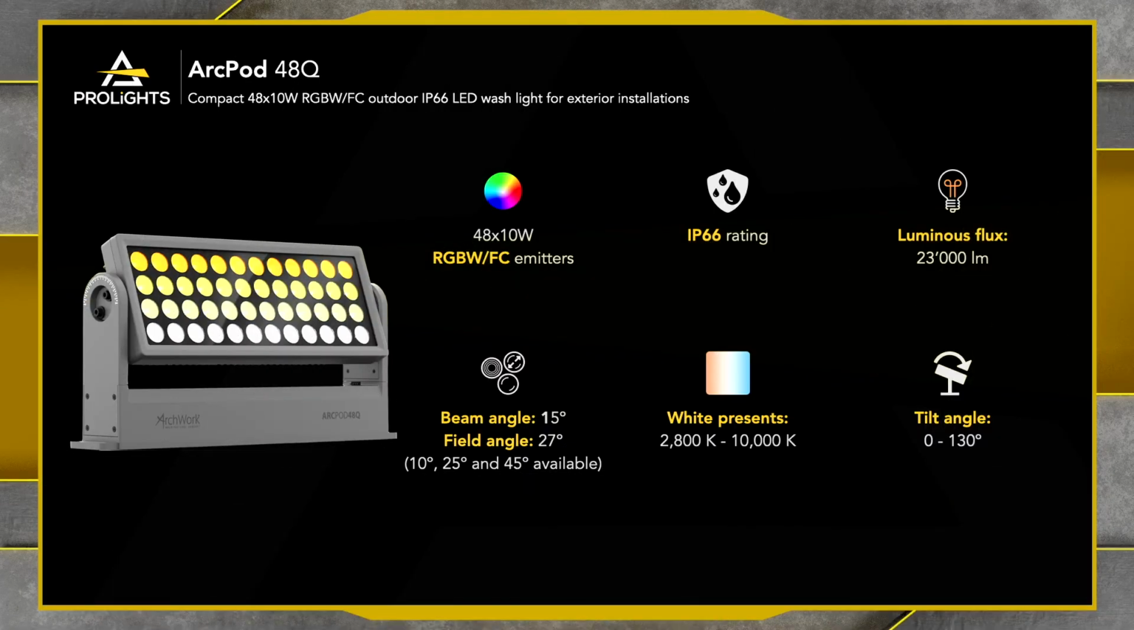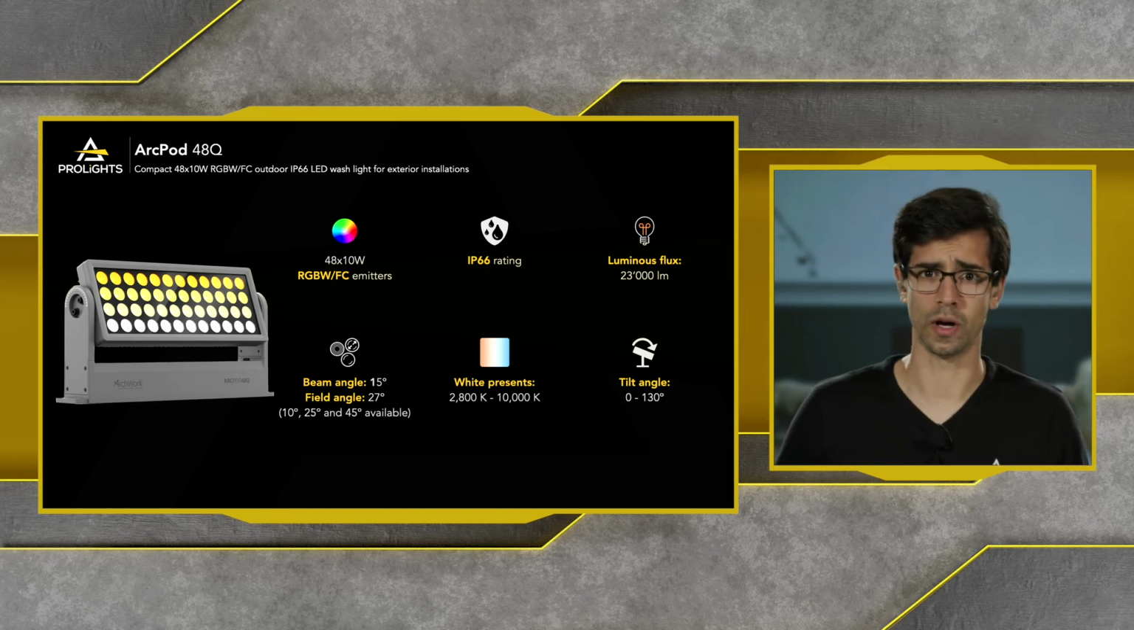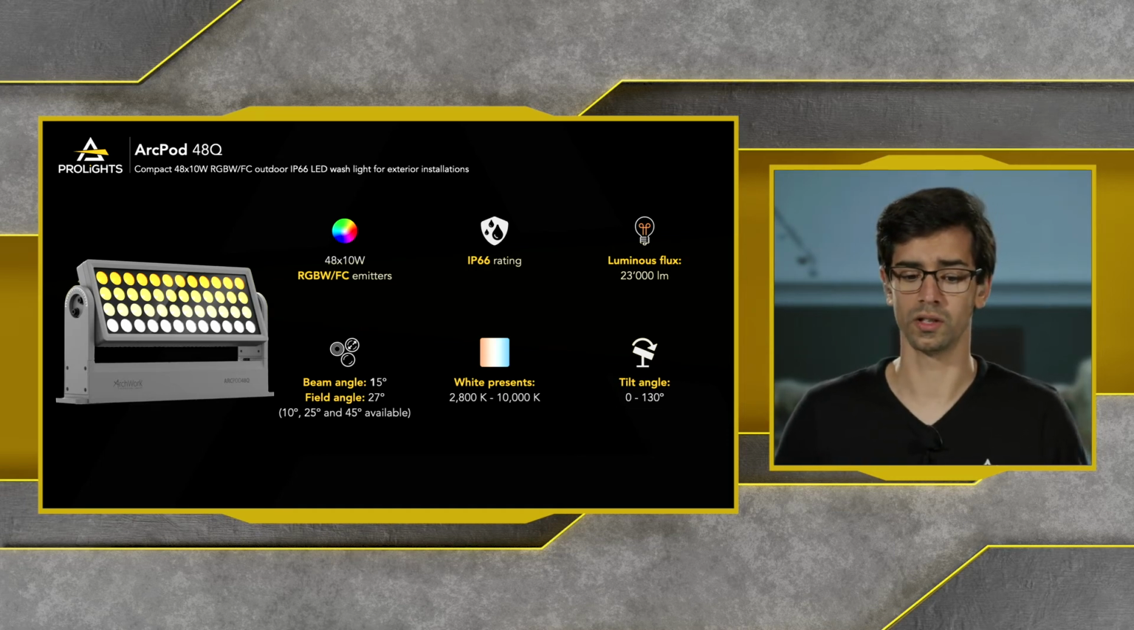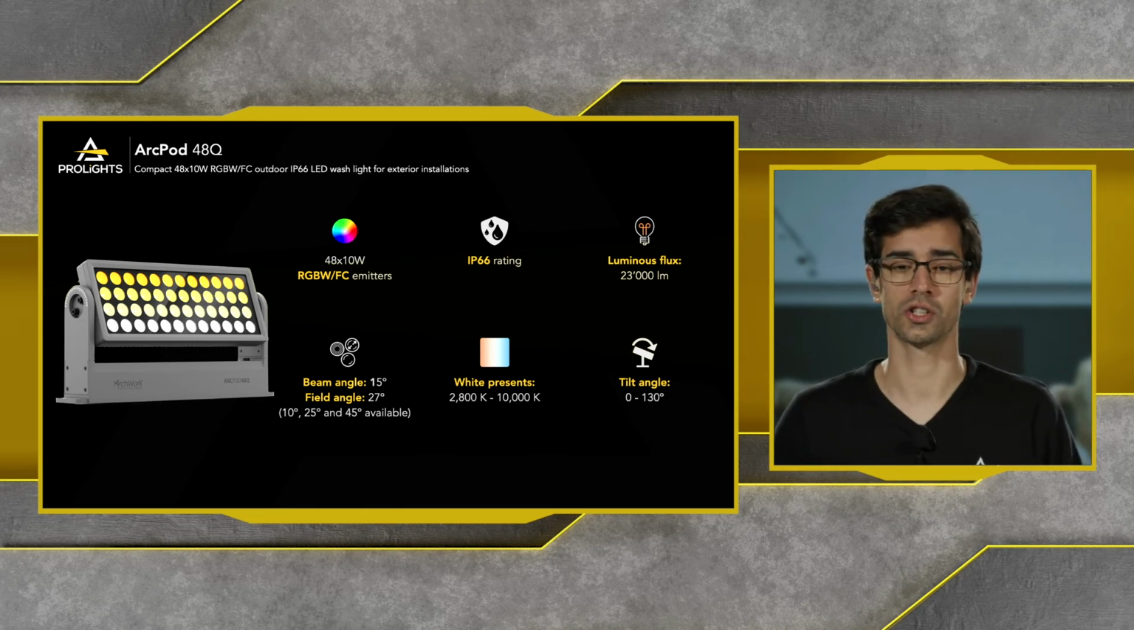Again, that's the same wattage, so 10 watt emitters, this time times 48. As you'll see the trend, for each ArcPod the number refers to the number of LEDs, the number of emitters that these units have. Also IP66 rated with a luminous flux of 23,000 lumens. The field angle varies a little bit from the previous unit, from 15 degrees to 27 degrees, with the same wide presets and the 10 degree, 25 degree, and 45 degree optics available. That's very easy to change as well.